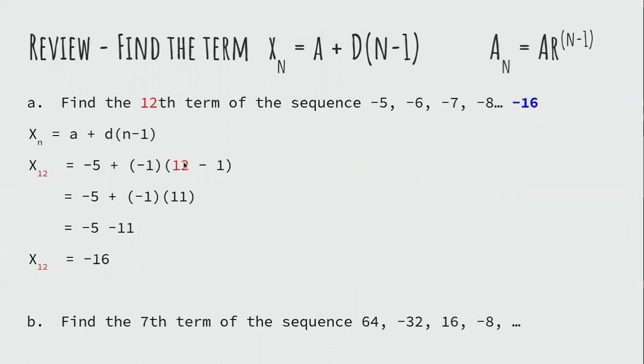And we are looking for the 12th term. Order of operations says we do what's in parentheses first. So we got the 11. And then we multiply before we add. So we multiplied a negative times a positive gave us -11. And a -5 and a -11 gave -16. Correct. All right.